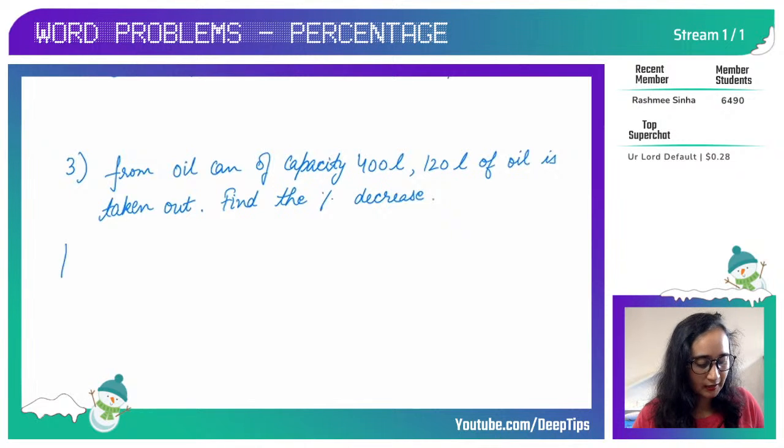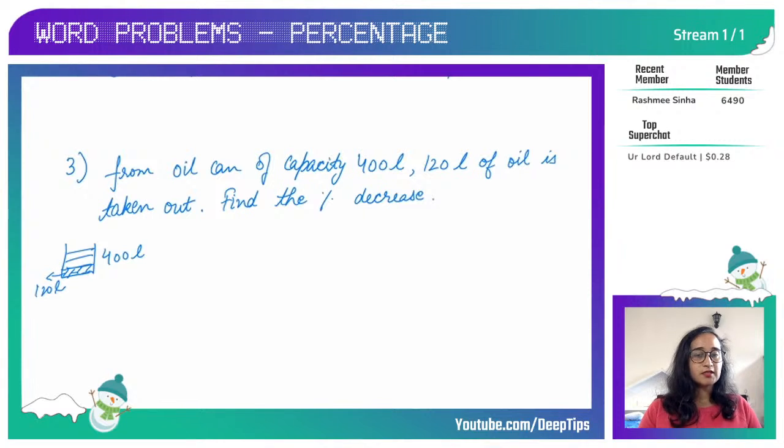You have an oil can. The capacity of this oil can is 400 liters, correct? Suppose if you have taken out some 120 liters of oil, then automatically the quantity has decreased. So you have to find what is the percentage decrease of oil in the oil can. So how do we do this? Again, we know that percentage means for every 100. So how can I start?